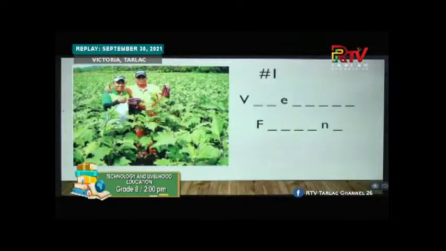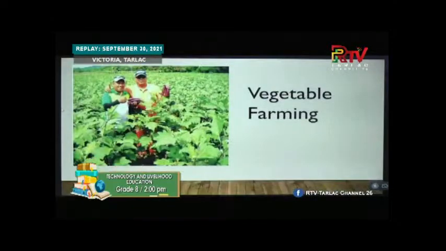This is the first image. These are the clues. It is composed of 2 words. The first word starts with V and the second with F. The first word has 9 letters and the second has 7. What words are these? Yes, you are correct. The answer is vegetable farming.